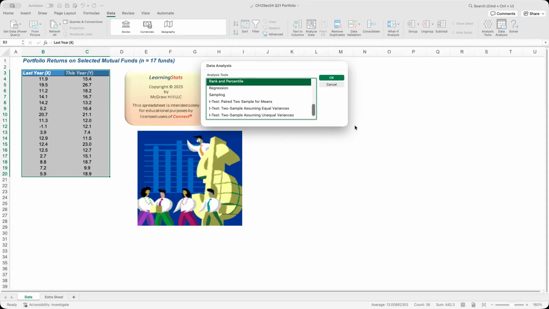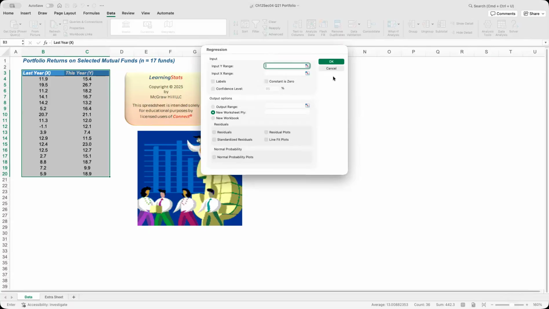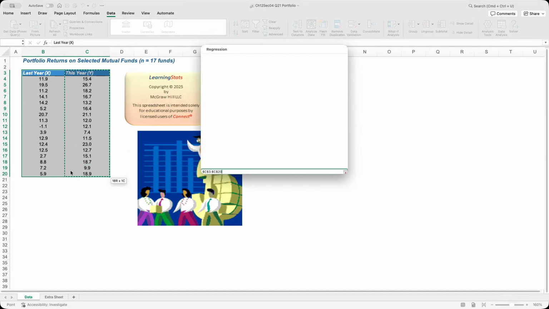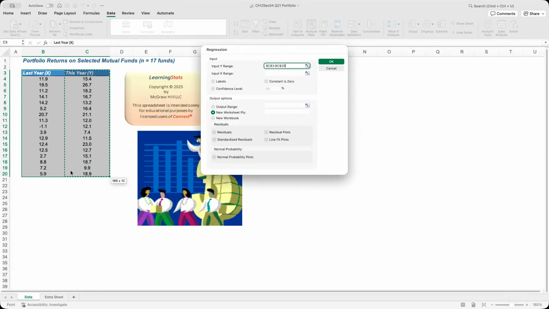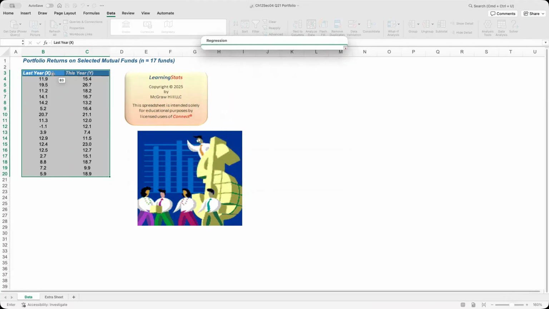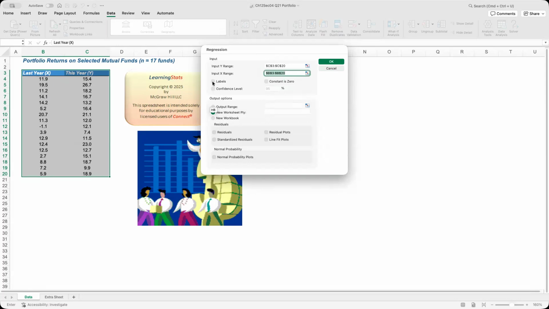There it is. Regression. If I click on that, it'll say, all right, where are your Y values? It starts Y first. Now it actually labels this year as Y in our data, so I'm going to use that. Notice I am highlighting the name itself, which means I've got to check the labels box. Where are the input X ranges? Again, I have to click the labels box because I've included the label. So click labels box.